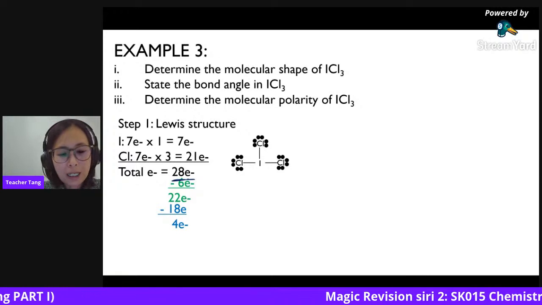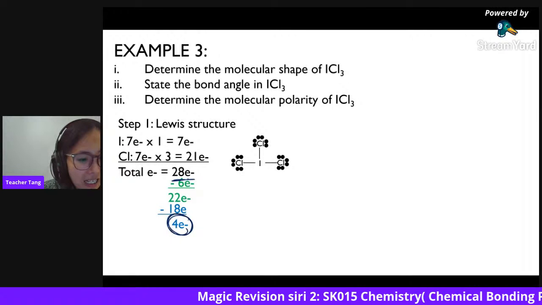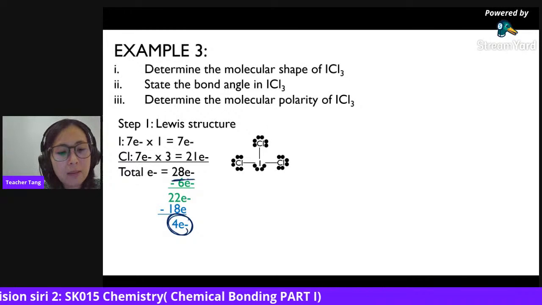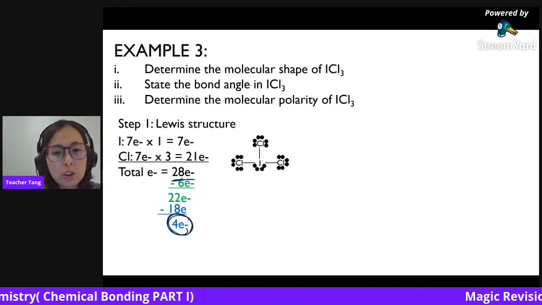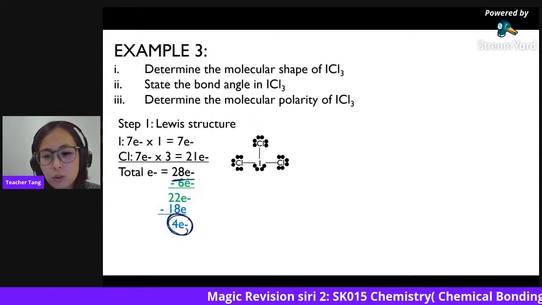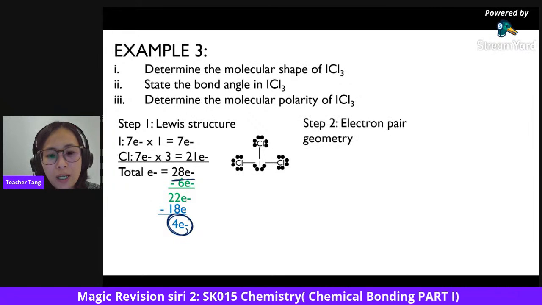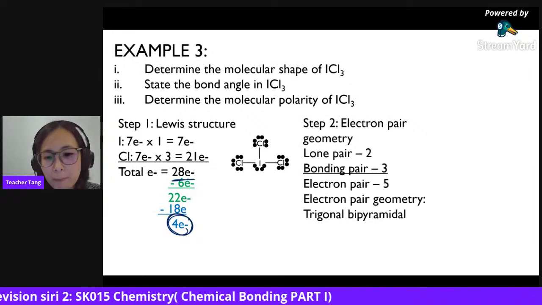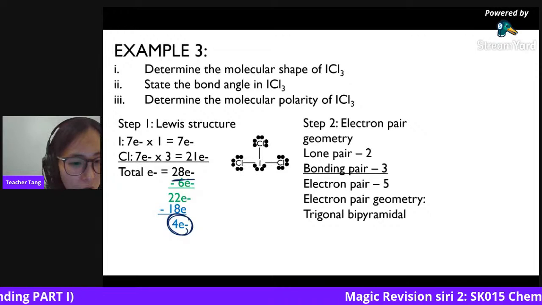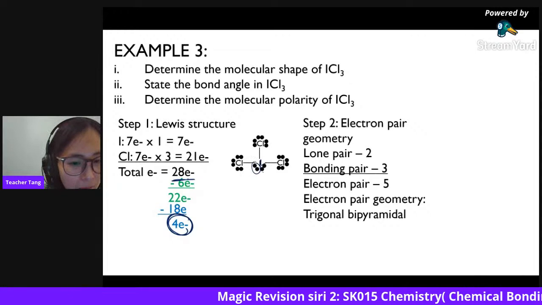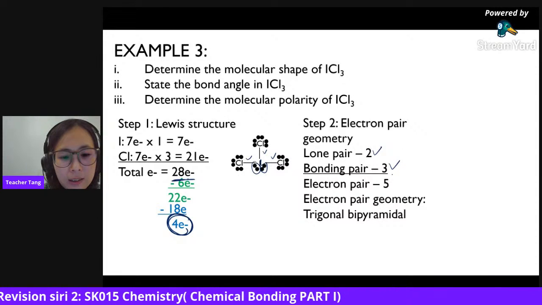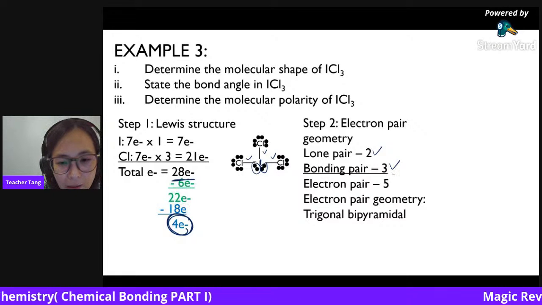So 4 more electrons are left, and this remaining electron we must put at the central atom, iodine. So this is the Lewis structure for ICl3. And to determine molecular shape, the second step, we need to determine the electron pair geometry. For that, we need to determine the number of bonding pairs and lone pairs around the central atom iodine. So around central atom iodine, there are 2 lone pairs and 1, 2, 3, 3 bonding pairs. So the total electron pairs around the central atom are 5.